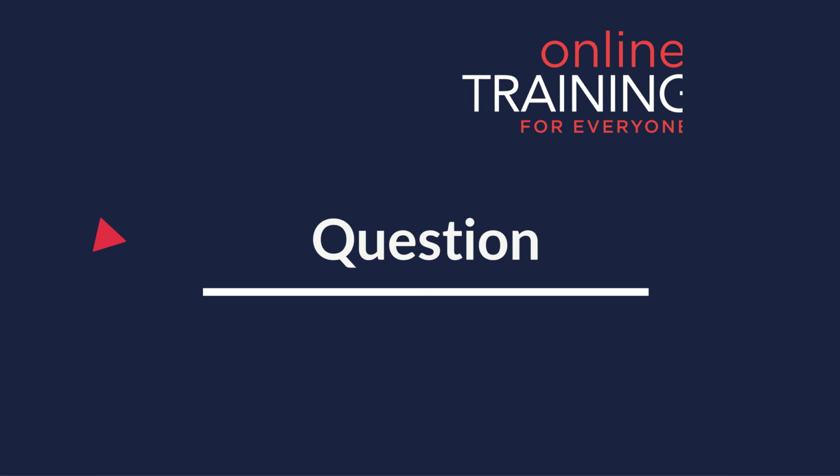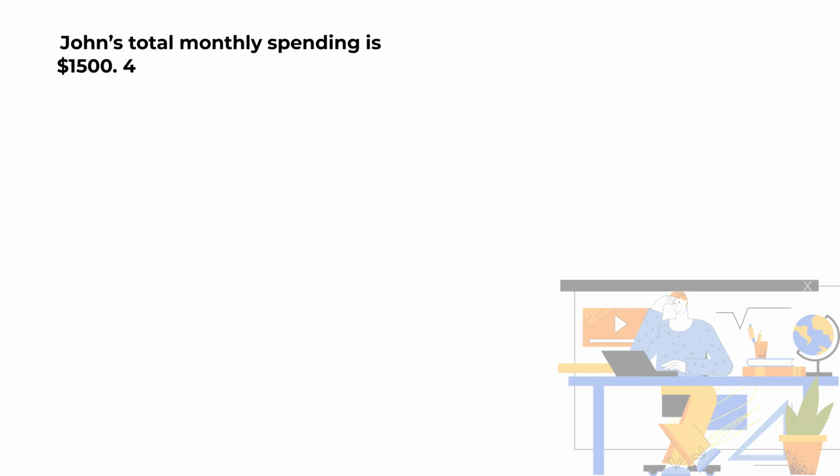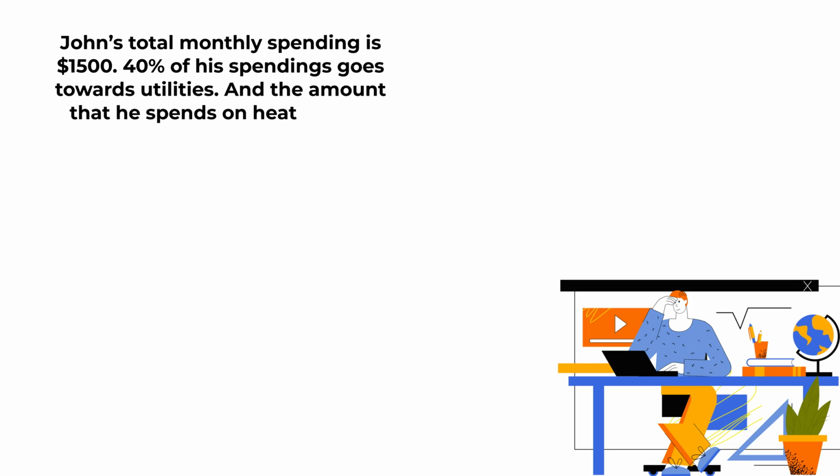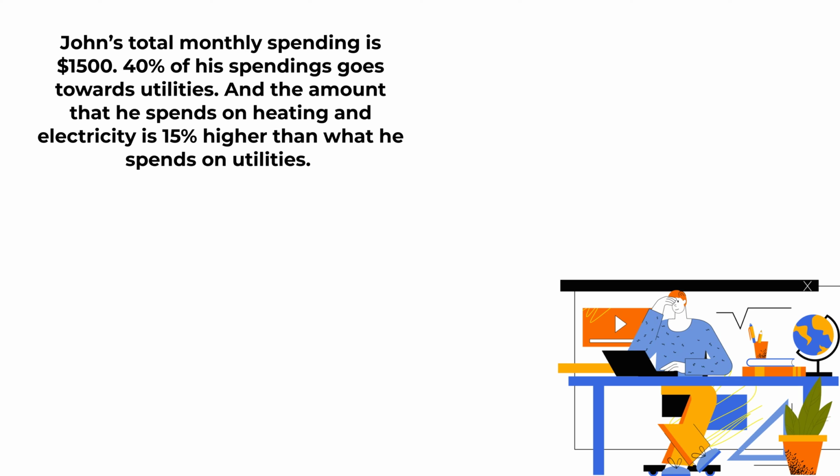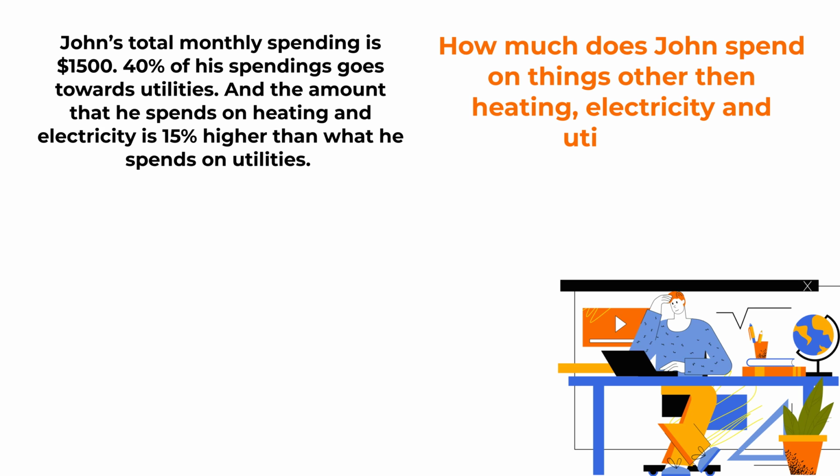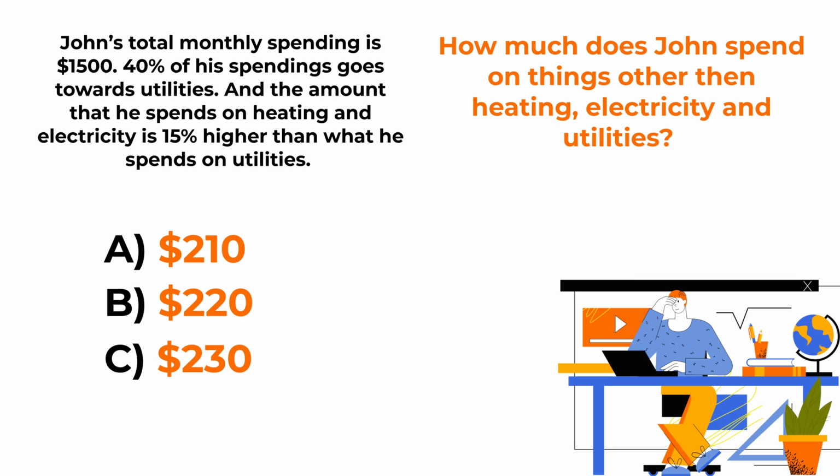Here's an interesting question you might easily get on the test. John's monthly spending is $1,500. 40% of his spending goes toward utilities, and the amount that he spends on heating and electricity is 15% more than what he spends on utilities. How much does John spend on things besides heating, electricity, and utilities? You're presented with four different choices. Choice A, $210. Choice B, $220. Choice C, $230. And choice D, $240.